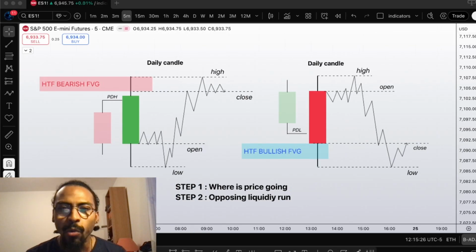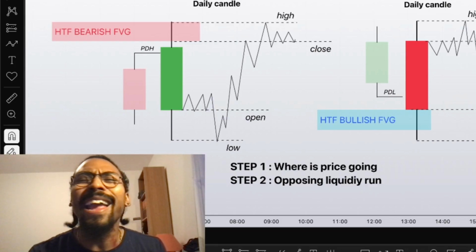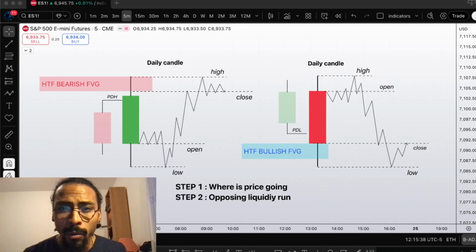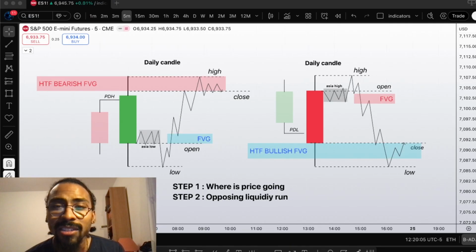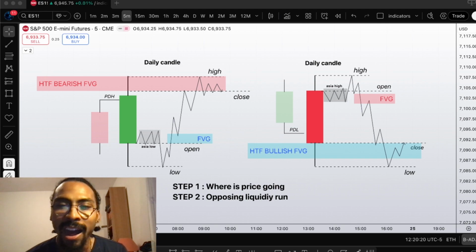Now step 2, we're looking for an opposing liquidity run. And we're not picking any random high or low. We're going based off of time, because it's time first, then price. And it's not subjective. The key opposing liquidity runs that I am looking for are at previous daily highs and lows, Asia highs and lows, or London highs or lows, okay? There's no subjectiveness to this. It's straight to the point.